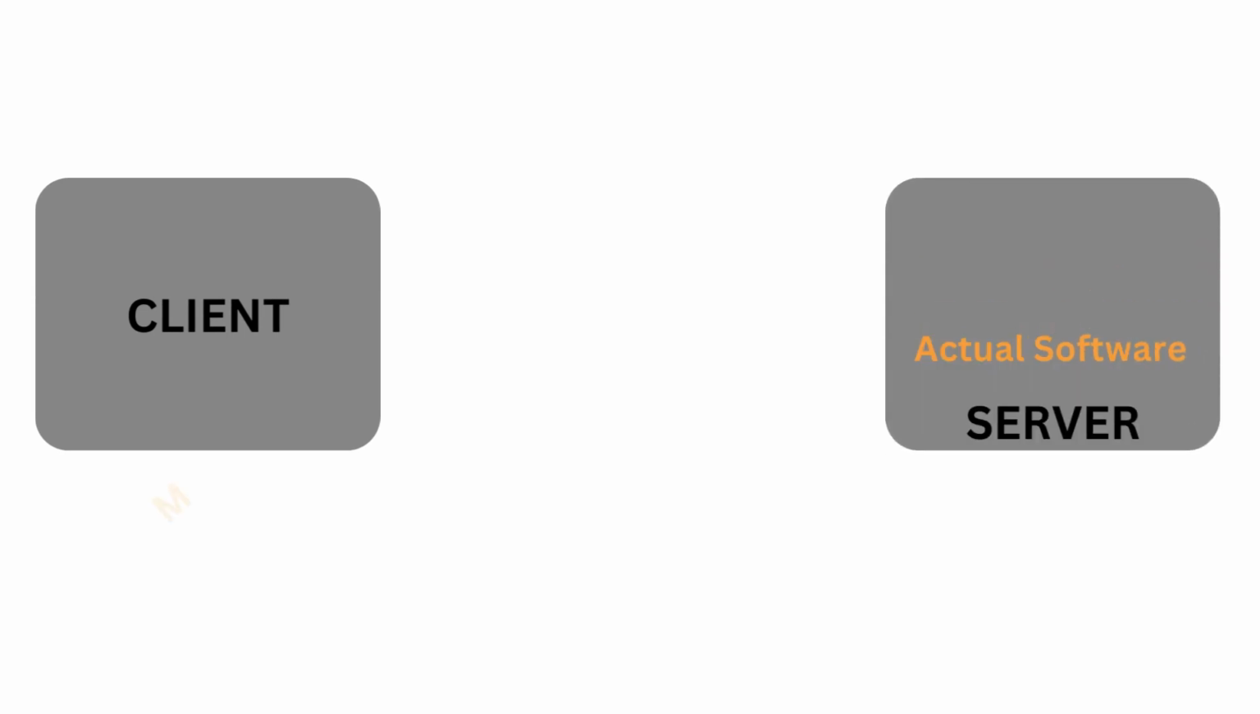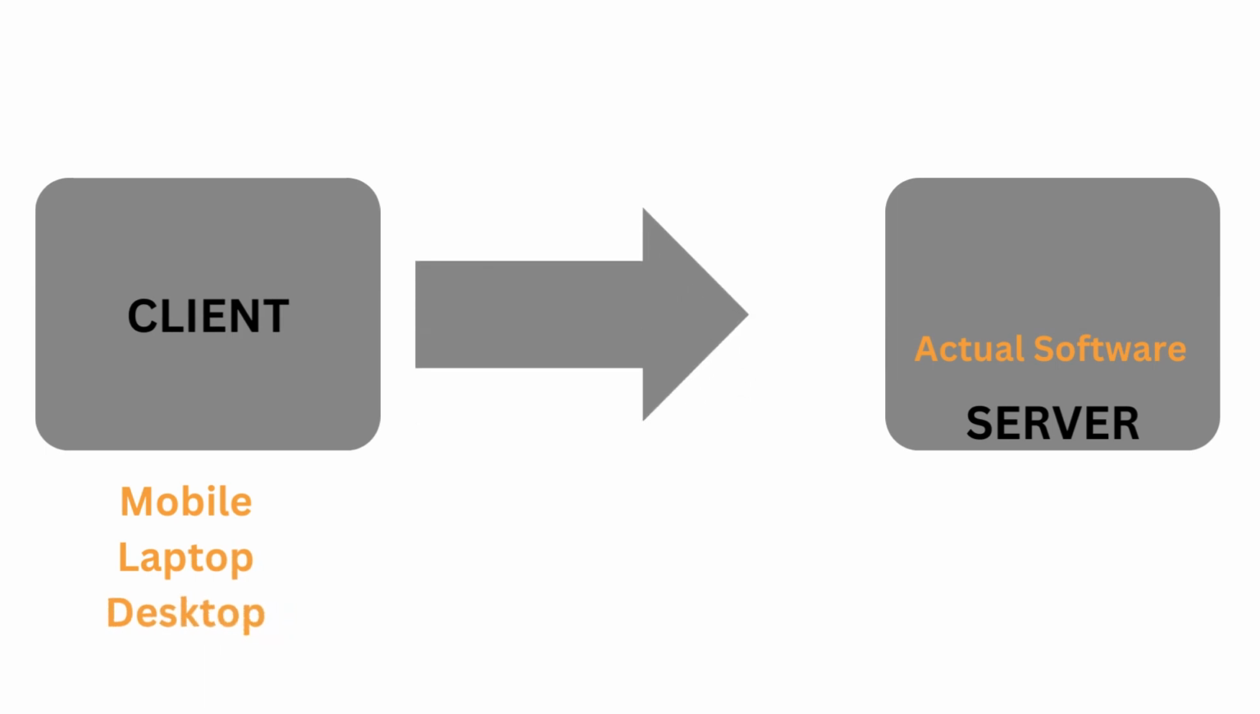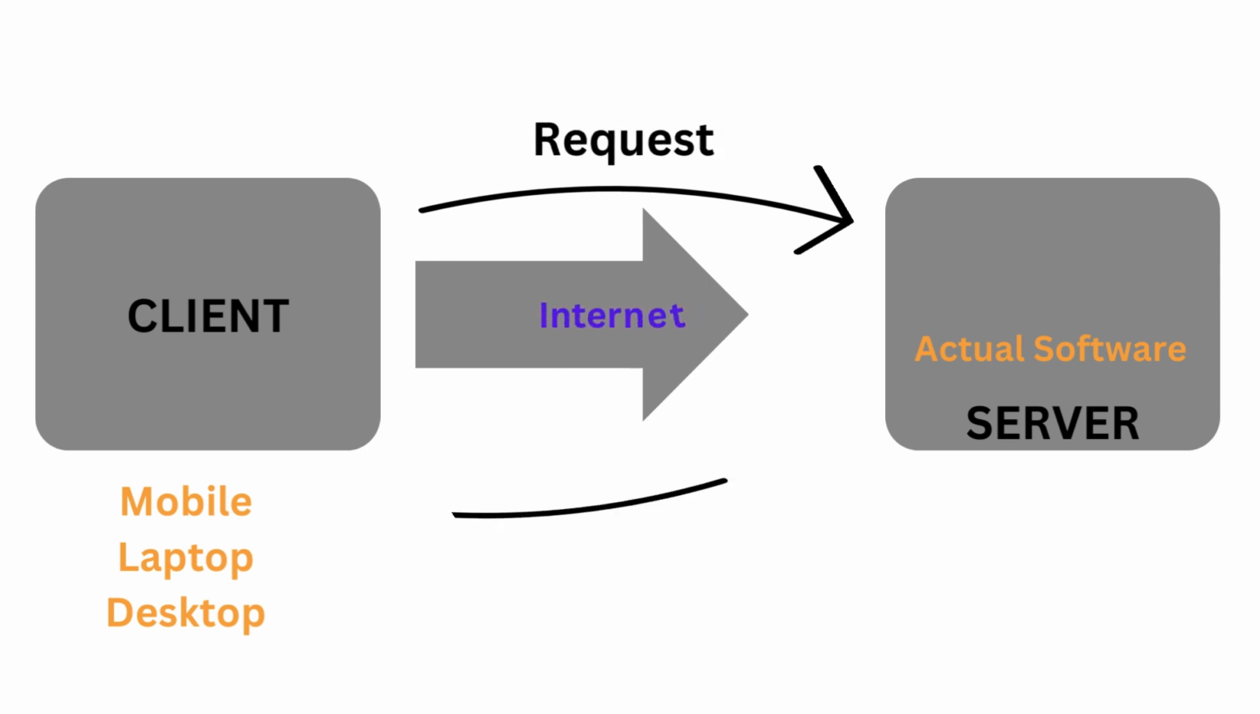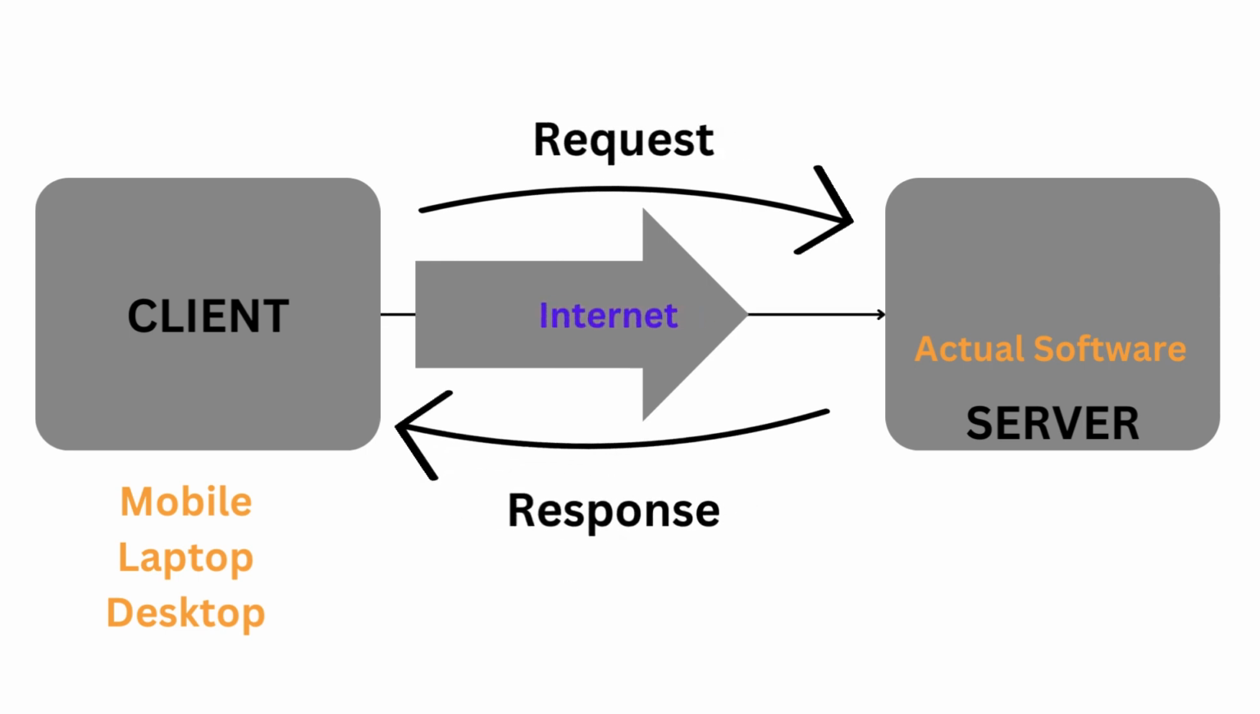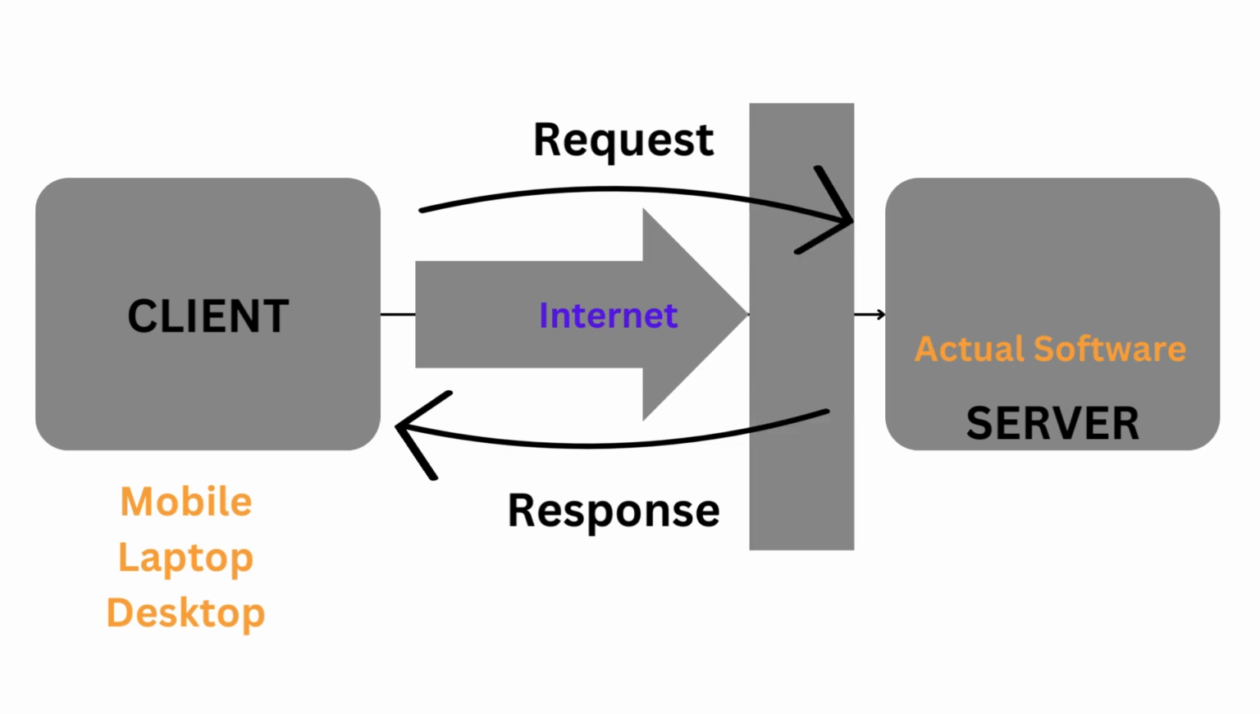When we open a web page on our laptop, the laptop acts as the client, and the actual software is hosted on a server. The client, laptop, mobile, or desktop sends a request to the server over the internet. This request doesn't directly reach the server. Instead, it goes through an API on the server side.